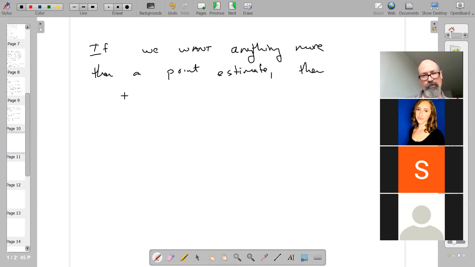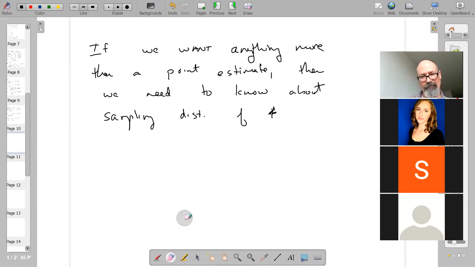then we need to know about the sampling distribution of the estimators. So I'll write them down: P1 hat minus P2 hat, or x1 bar minus x2 bar.